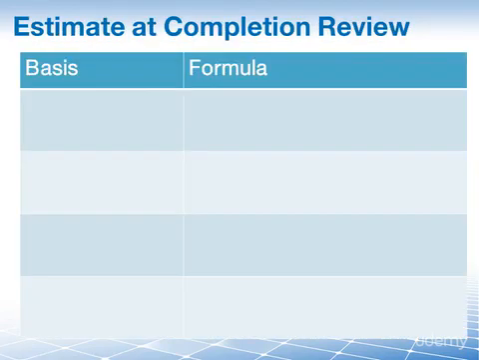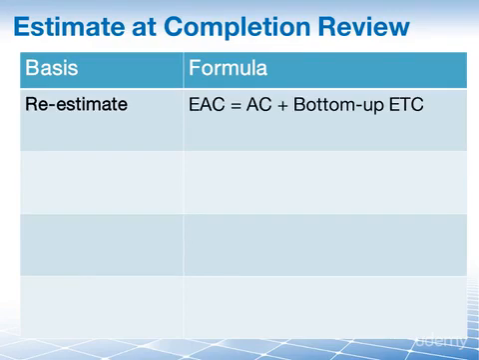Let's do a review of these estimate at completion formulas. The first one has to do with re-estimation, where EAC is the sum of your actual cost, and then to that you add a new bottom-up estimate to complete.